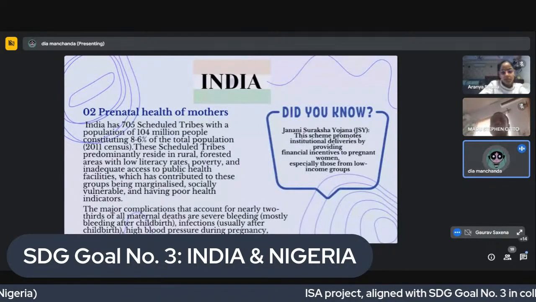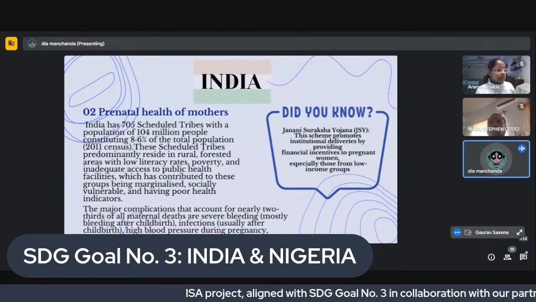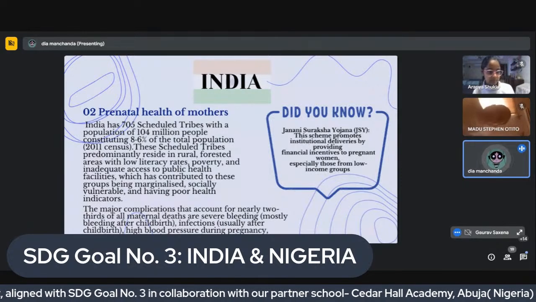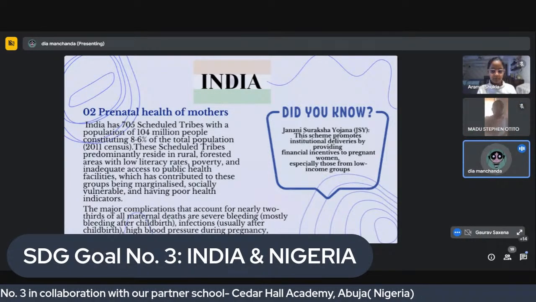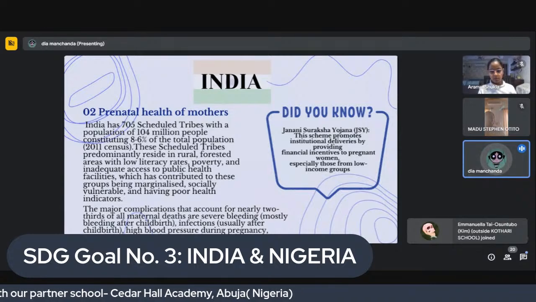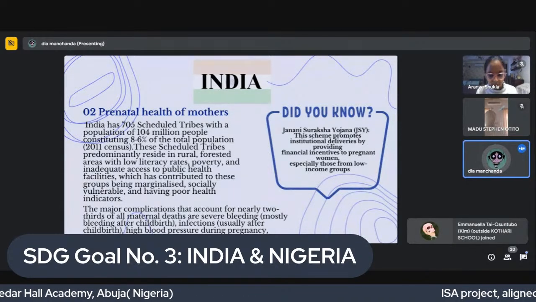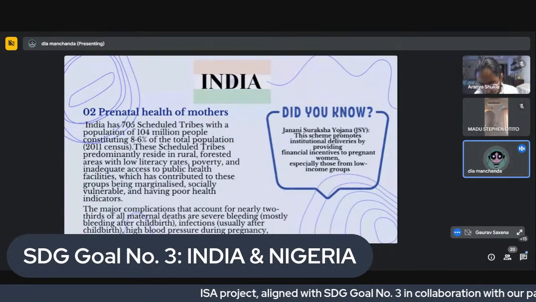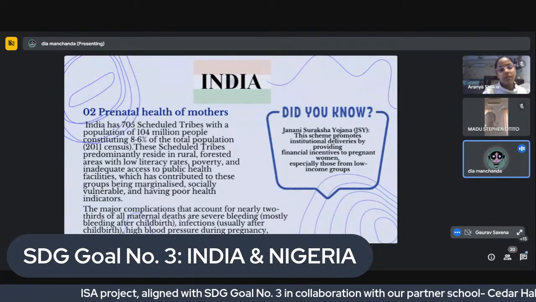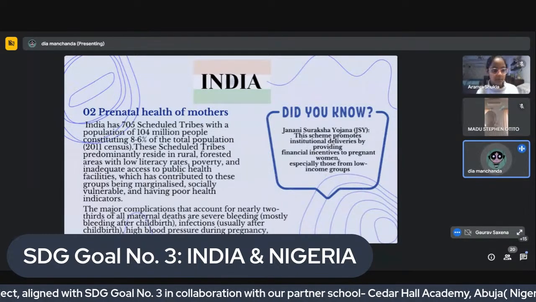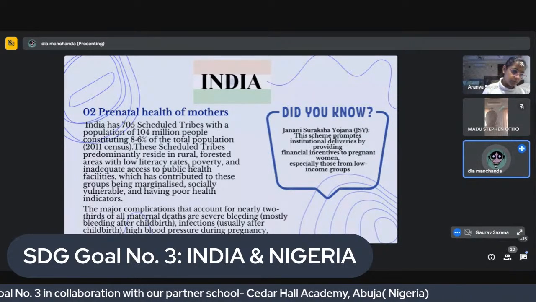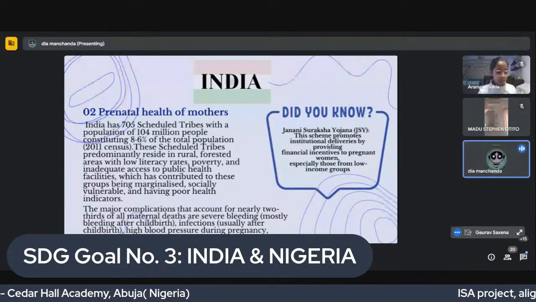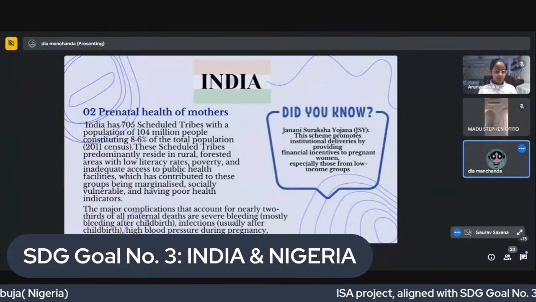Prenatal health of mothers in India. India has 705 scheduled tribes with a population of 104 million people, constituting 8.6% of the total population. These scheduled tribes predominantly reside in rural areas with low literacy rates, poverty, and inadequate access to public health services, which makes them vulnerable and gives them poor health indicators. The major complications that account for nearly 2/3 of all maternal deaths are severe bleeding, infections, high blood pressure during pregnancy, complications from delivery, and unsafe abortions.